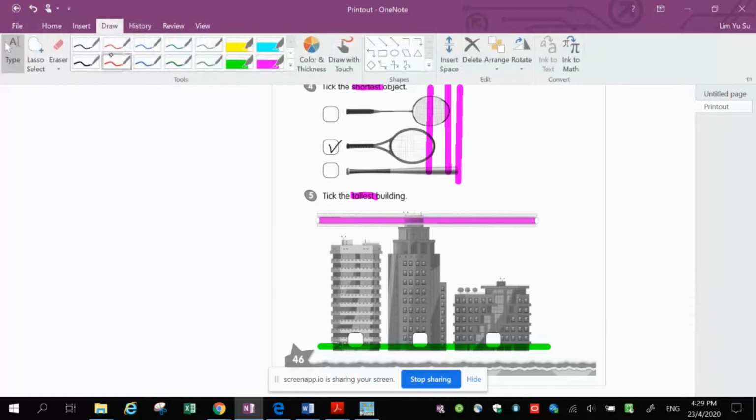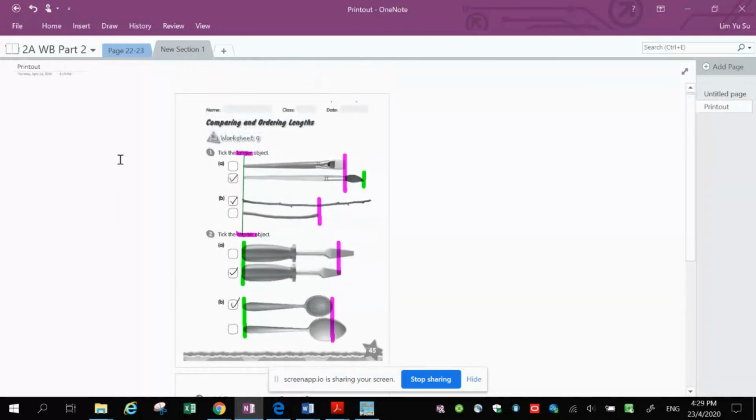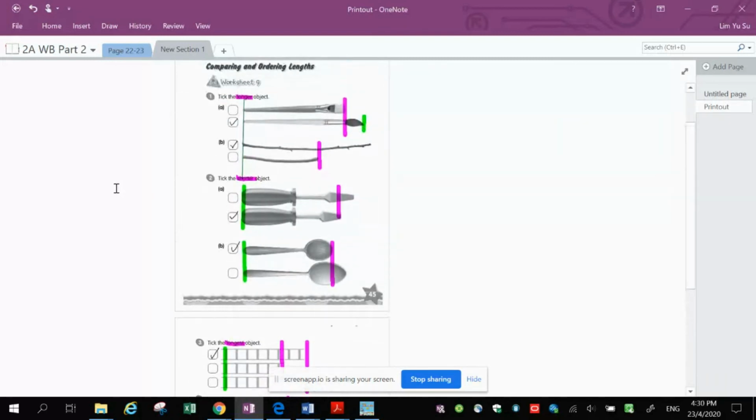So these are the answers for page 45 and 46. I hope you've gotten them right, and you have also done some workings to check your answers. If you haven't, don't worry, you can do your corrections now. Okay, thank you.